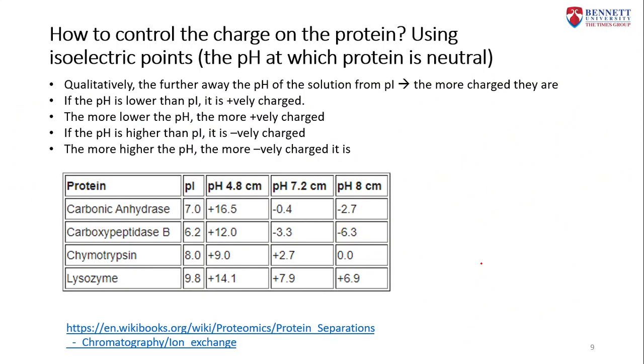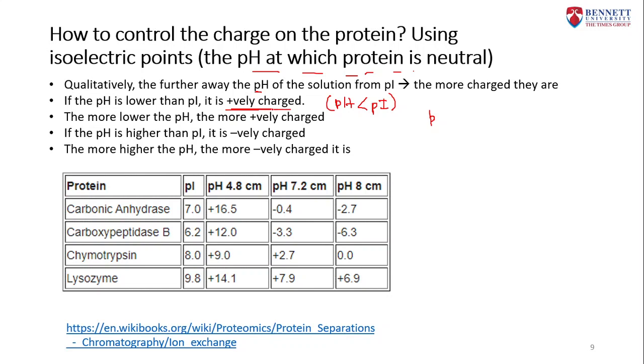So, how to control the charge of the protein? Using Henderson's equation, you can control the charge, and we have to use the basic idea that the pH of the solution, the isoelectric point is the pH at which it is neutral, right? So if the pH is lower than its pI, it becomes positively charged.